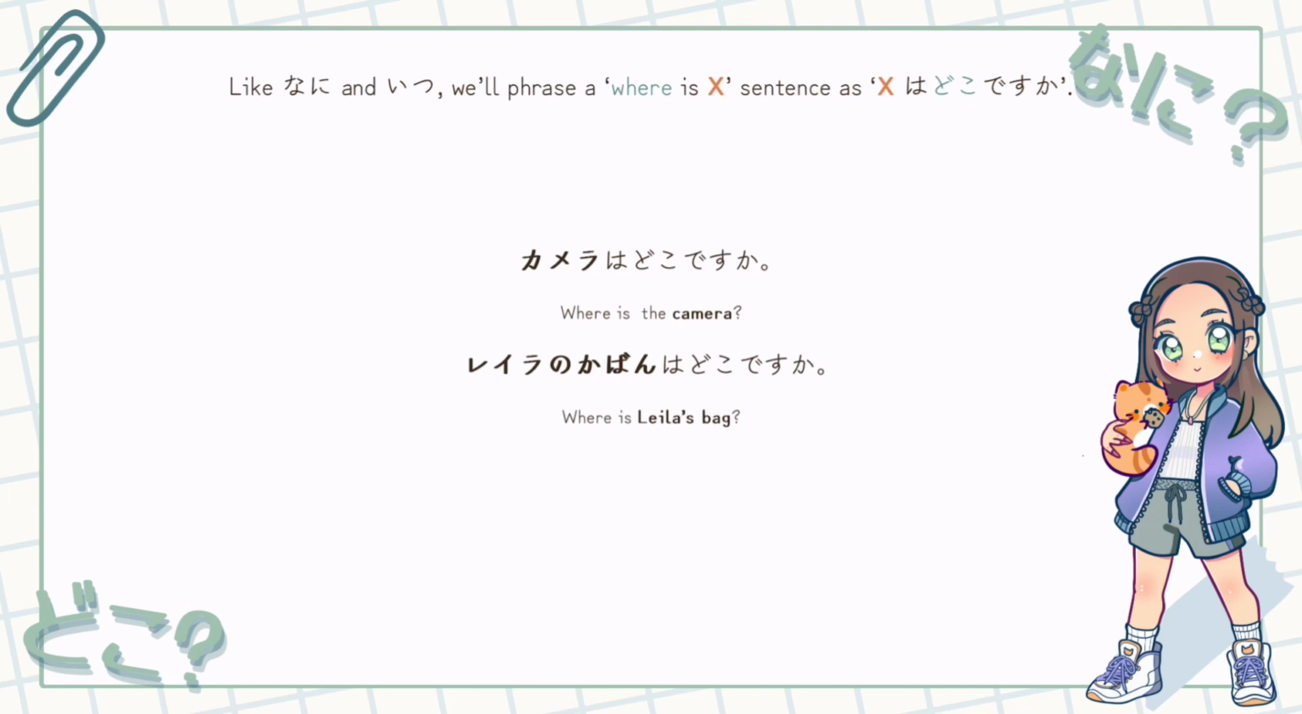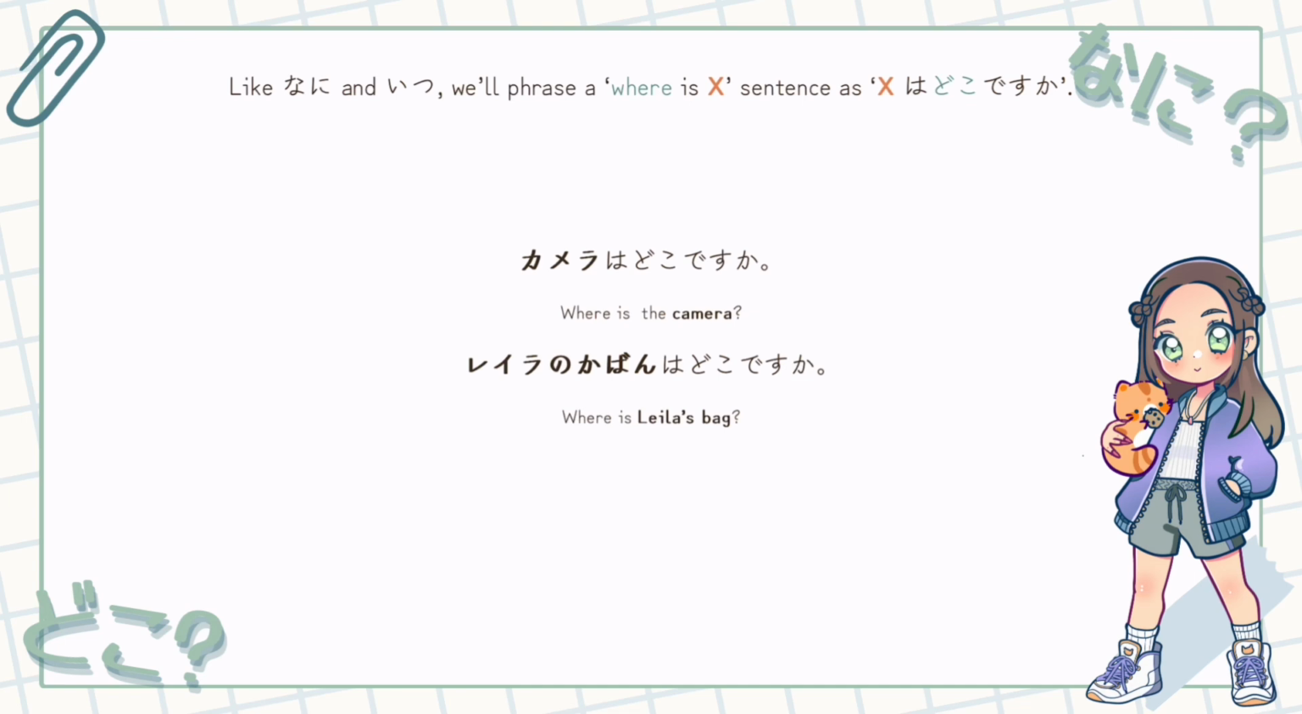Okay, next. Remember, a subject can be more than one word. Maybe you're giving a presentation on Layla's bag, and then what's the point about it? Where is it? Layla's bag. Where is it? Layla no kaban wa doko desu ka? X wa doko desu ka? Layla no kaban wa doko desu ka?